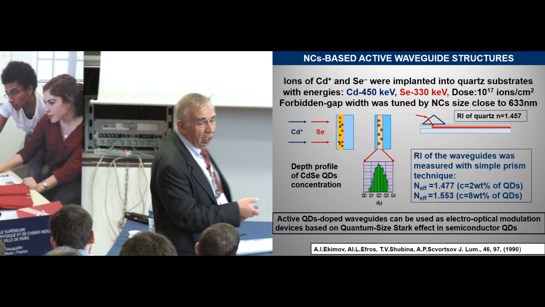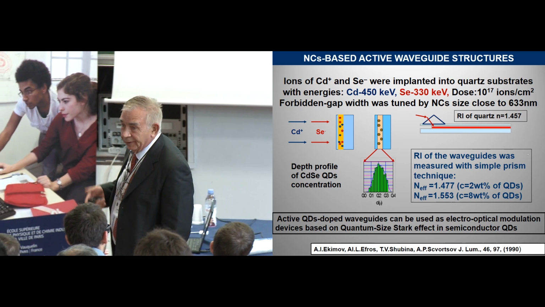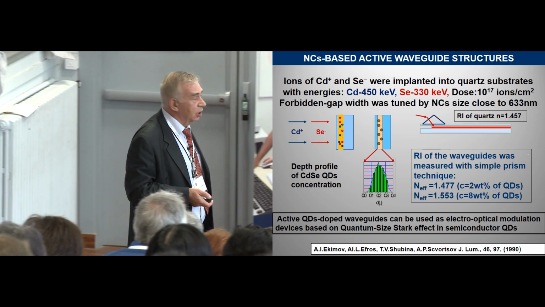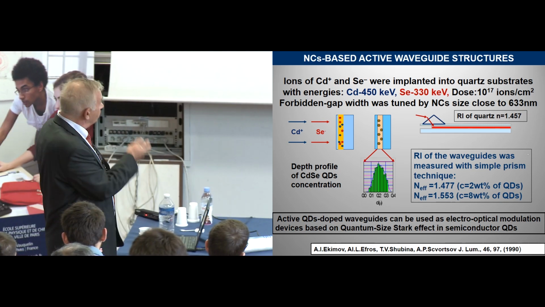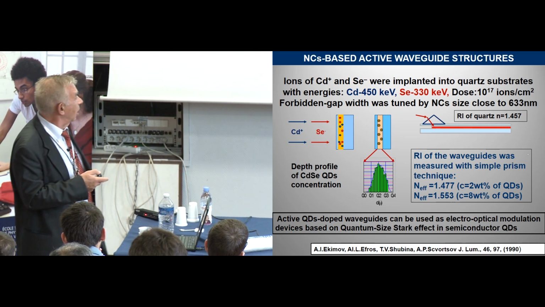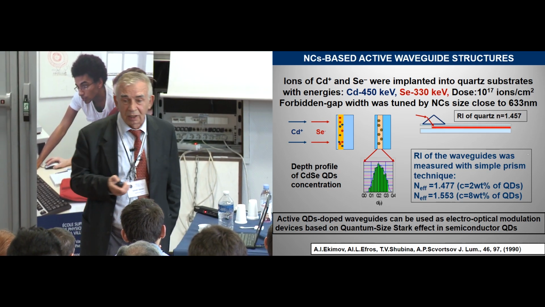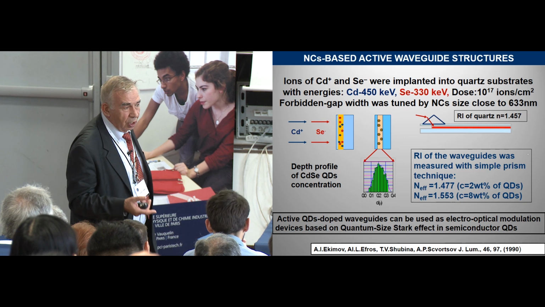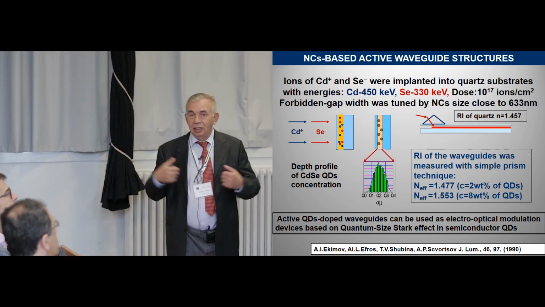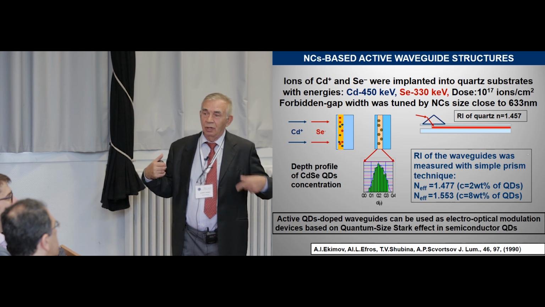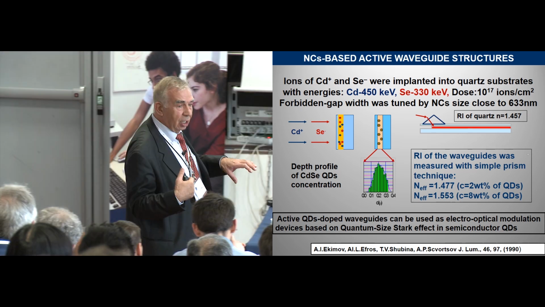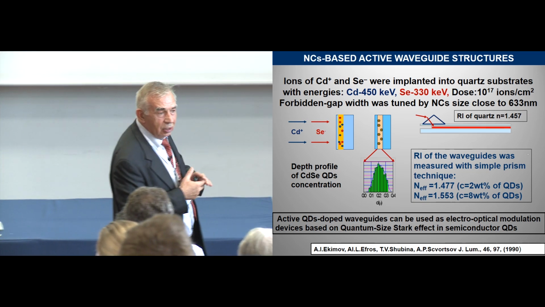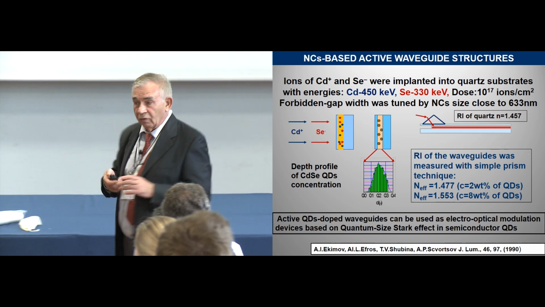So this kind of active quantum dot-doped high refractive index material can be used as electro-optical modulation devices based on the quantum-confined Stark effect in semiconductor quantum dots. Why? There are two reasons. First, in contrast to the bulk material, the increase of the electric field gradient does not lead to a decrease of the oscillator strength of the excitonic transition. The exciton is confined in the particles, so it does not depend much on the strength of the electric field.